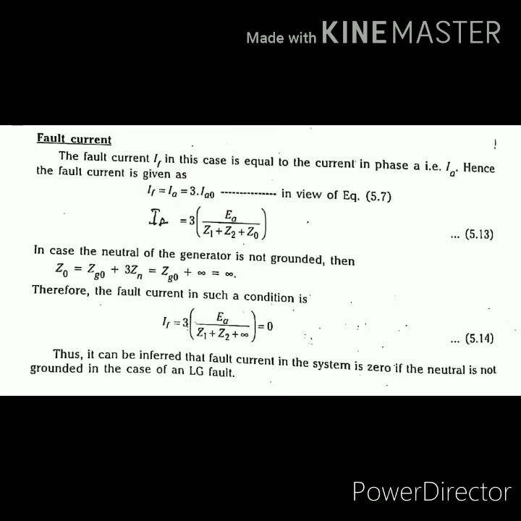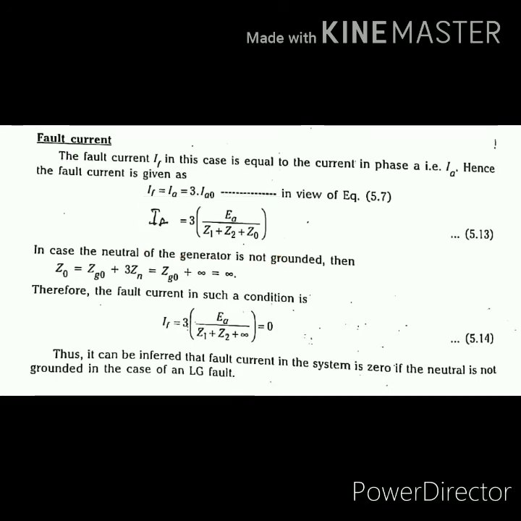What is IA now? We know IA1 is equal to IA2 is equal to IA0 is equal to 1 by 3 times IA. So IA is nothing but 3 times IA0. Again, you can substitute IA0 from equation 5.9. So you get IF is equal to 3 times EA by Z1 plus Z2 plus Z0.